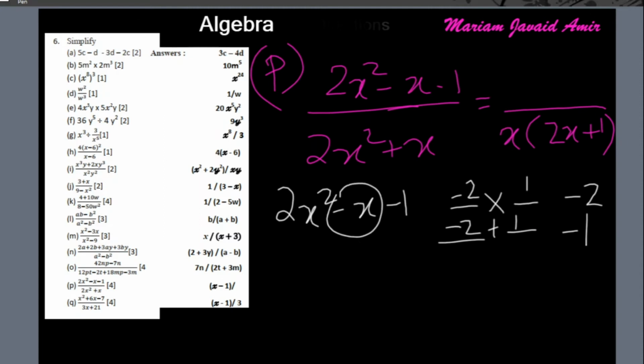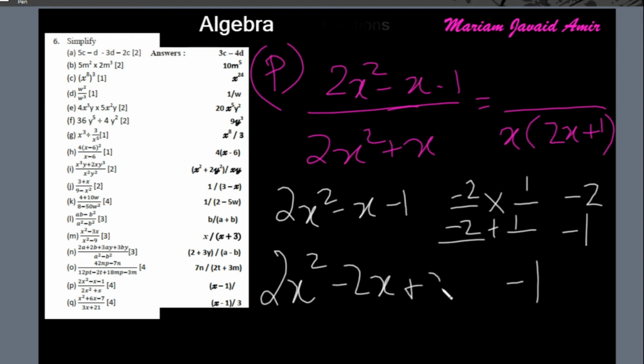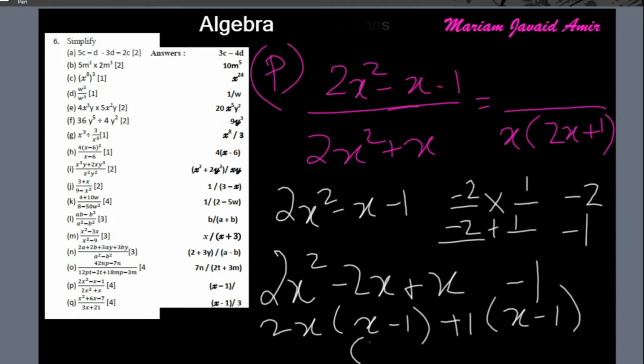Next we'll break this middle term. So 2x square and in the end minus 1 will stay the same. Break the middle term into these two terms. So instead of minus x, I'll write minus 2x plus x. Now 2x is common in the first two, so we're left with x minus 1, and then plus 1 is common in the next two, we're left with x minus 1. So the factorized form is 2x plus 1, x minus 1. So I'll write this here.